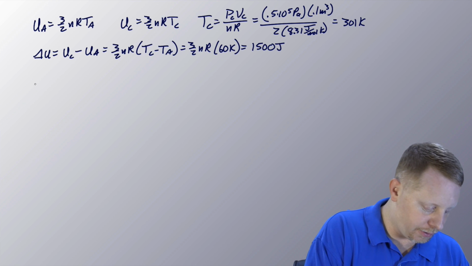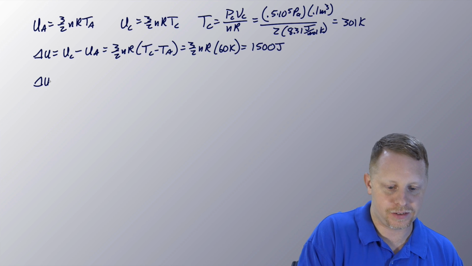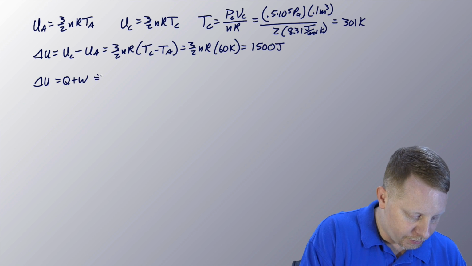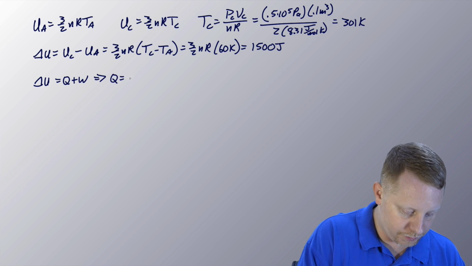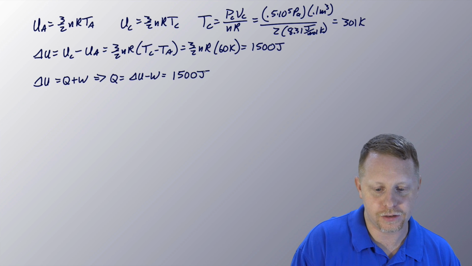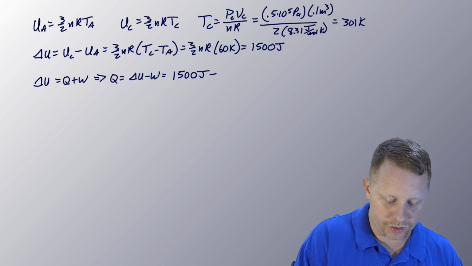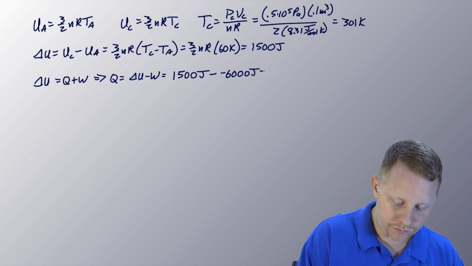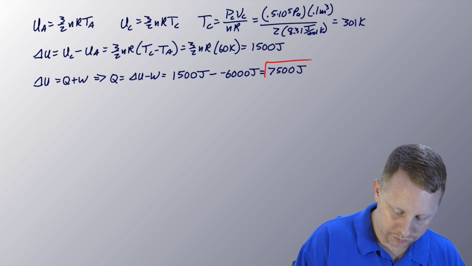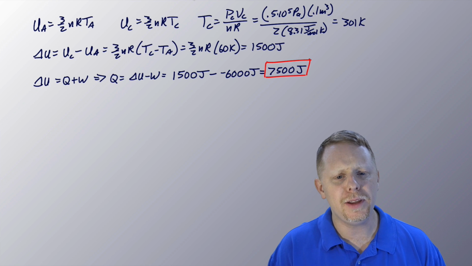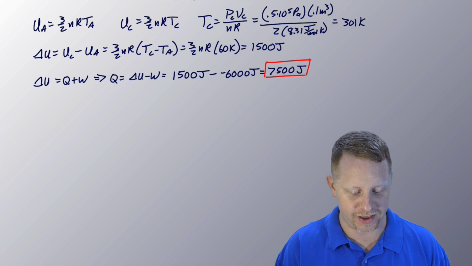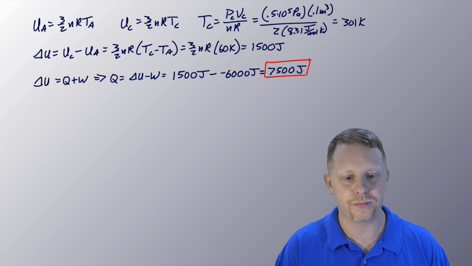With that, we can go to our first law of thermodynamics. Delta U equals Q plus W, heat added plus work done on. We're looking for the heat, so Q is going to be equal to delta U minus W. Our delta U, change in internal energy, 1,500 joules, minus work done on of negative 6,000 joules, gives us 7,500 joules. So a little bit more involved there for part B2, but I think we've answered it sufficiently: the energy added to the gas by heating must have been 7,500 joules.